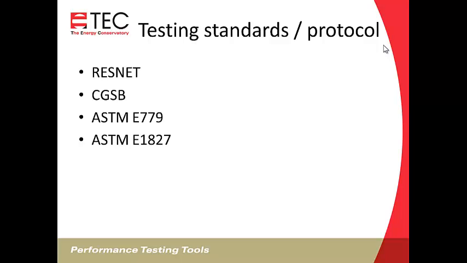ASTM E1827 has two options. One is a single point, repeated single point test. So you take a baseline and then a reading and then a baseline and then a reading and then a baseline and reading, 5 times and determine the accuracy and repeatability based on that information.